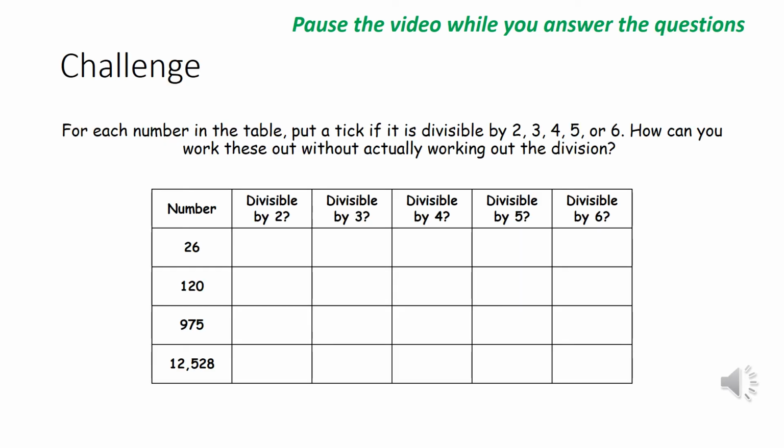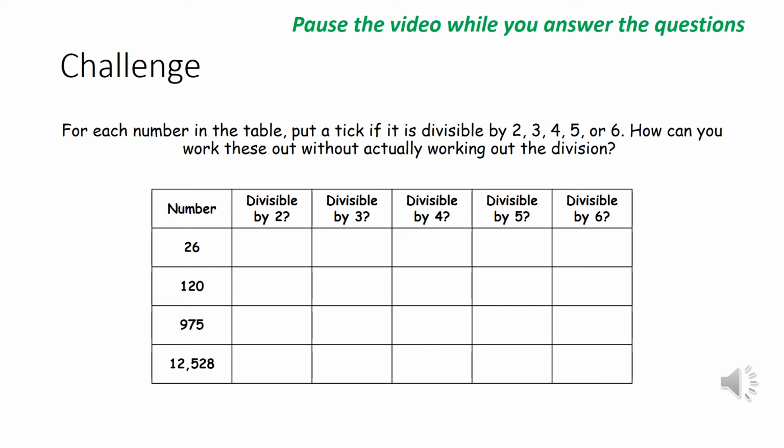Okay, I've got 2 challenges for you today. The first one is to fill in this table. You're going to tick whether you think the number is divisible by 2, 3, 4, 5 and 6. So looking at the number 26, for example, is it divisible by 2? Yes. How do I know? Well, it's an even number. It ends in a 6. I know that it's in the 2 times table because 13 times 2 is 26. So I would tick that box.